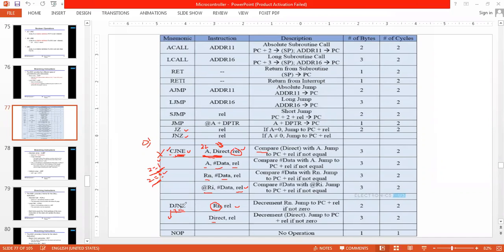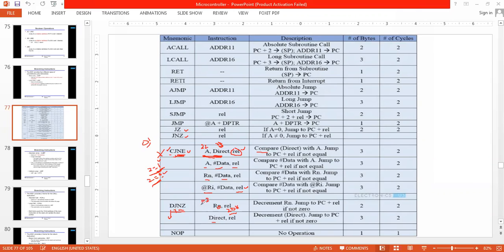DJNZ, not 0. Okay. Say Rn, instead of Rn, I will write R0. DJNZ R0, comma, relative address. Say the relative address is going to be 20H. Okay, some address. I want to jump to a particular address only if the value of R0 is not 0. Say R0 is having 02H. R0 value is 02.